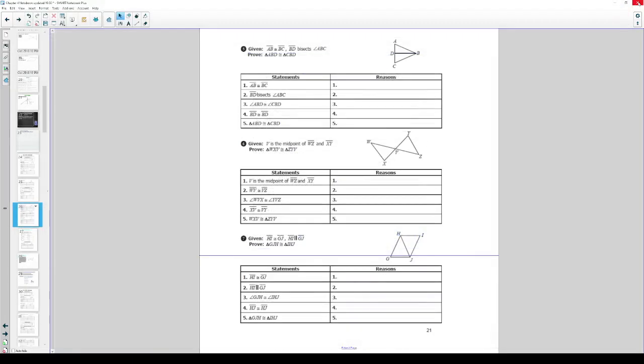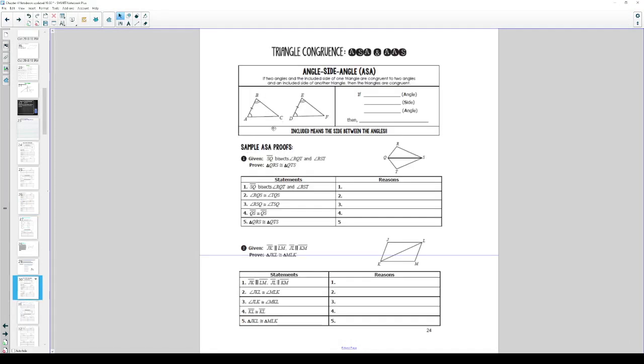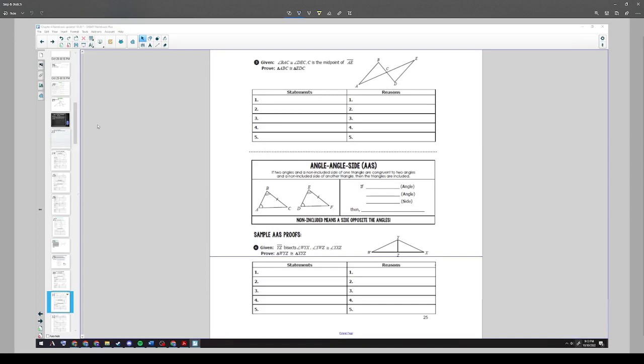Okay, so even though it's in the next section of notes, I'm going to skip down and look at an angle, side, angle problem. So we have this one. This one has a midpoint, so that's good. It brings in a new thing. So we have here angle BAC. BAC is congruent to angle DEC. That's here. So those two match. So I'm going to go ahead and write that down. Angle BAC is congruent to angle DEC.